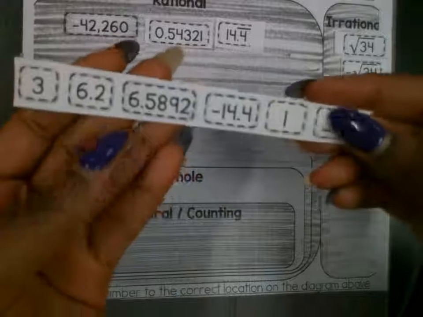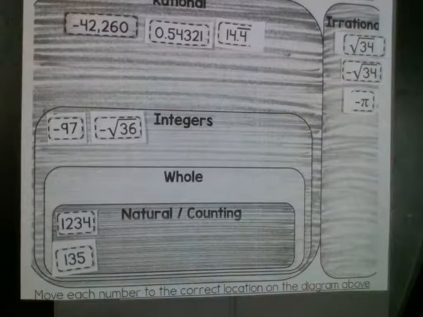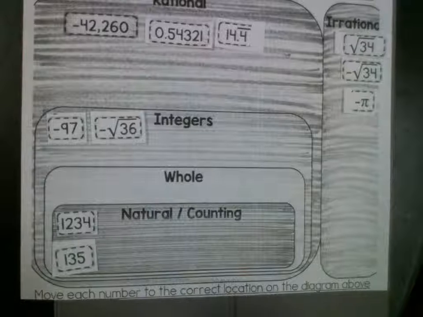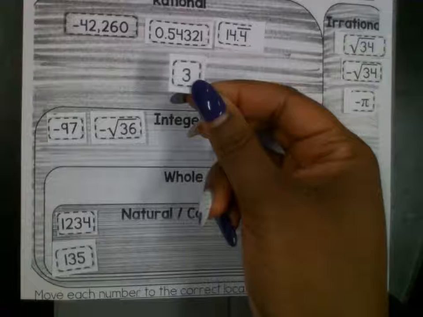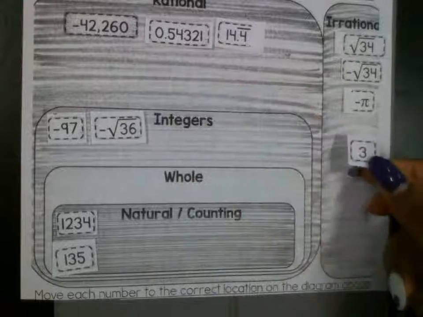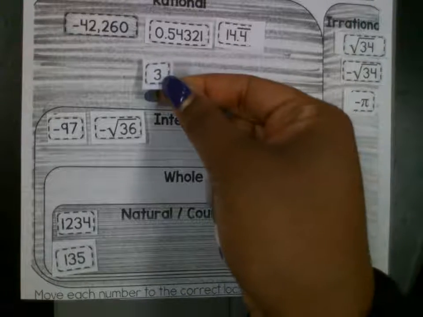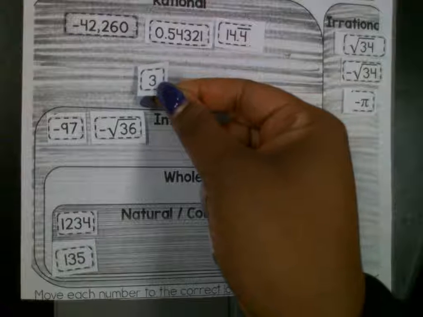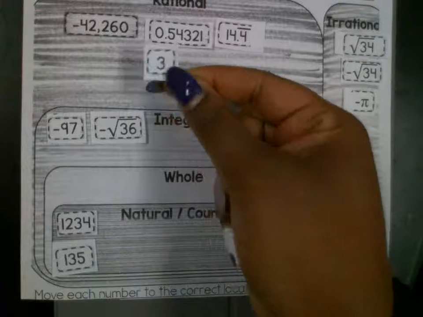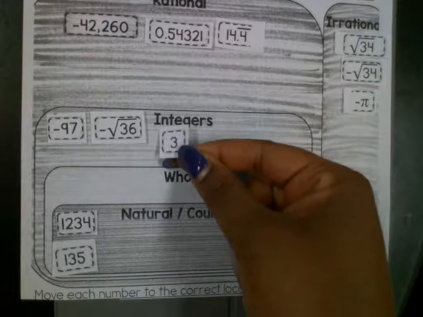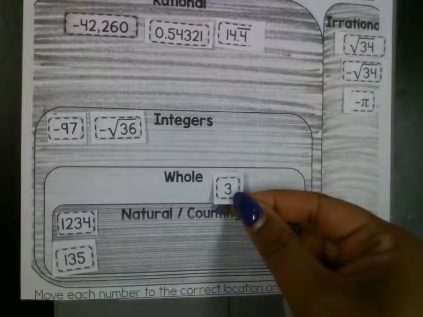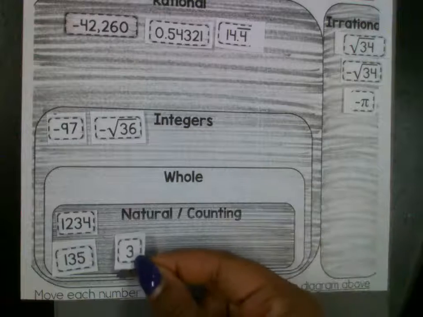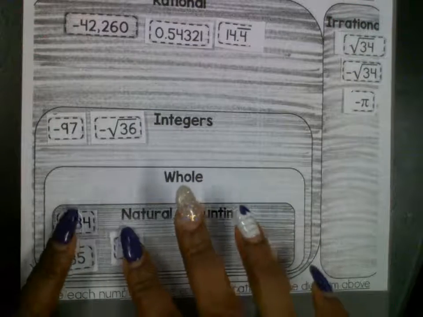The next number from our list is 3. So we're cutting out 3. Is 3 rational or is it irrational? It is rational. You can write 3 as a fraction. Is 3 an integer? Yes, it is. Is 3 a whole number? Yes, it is. Is 3 a counting number? Yes, it is.